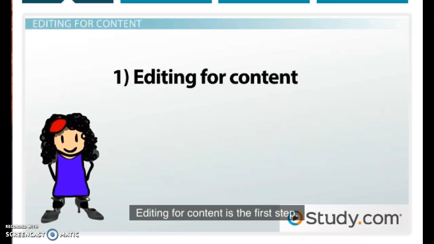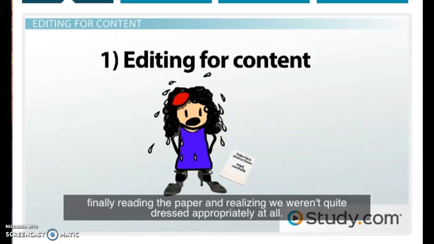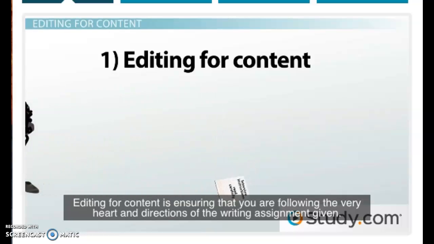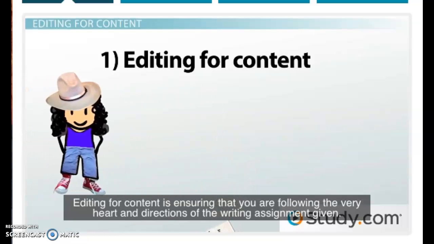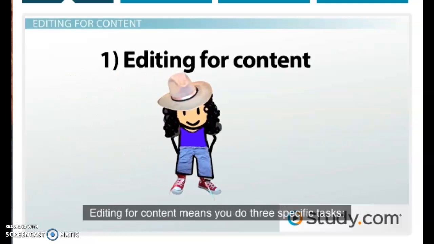Editing for content is the first step. In our scenario of dressing for an interview, this really mimics the last thing we did, finally reading the paper and realizing we weren't quite dressed appropriately at all. Editing for content is ensuring that you are following the very heart and directions of the writing assignment given. Editing for content means you do three specific tasks.